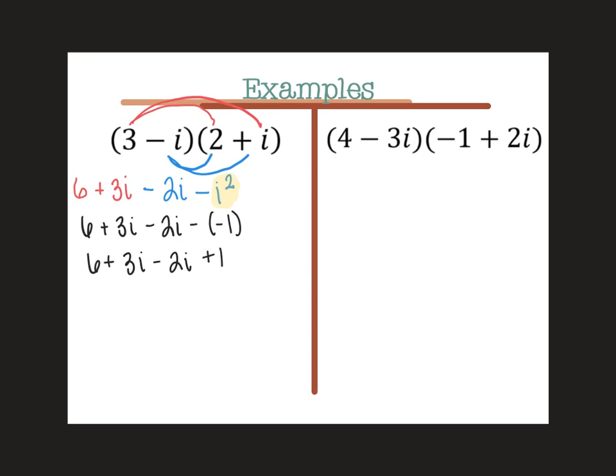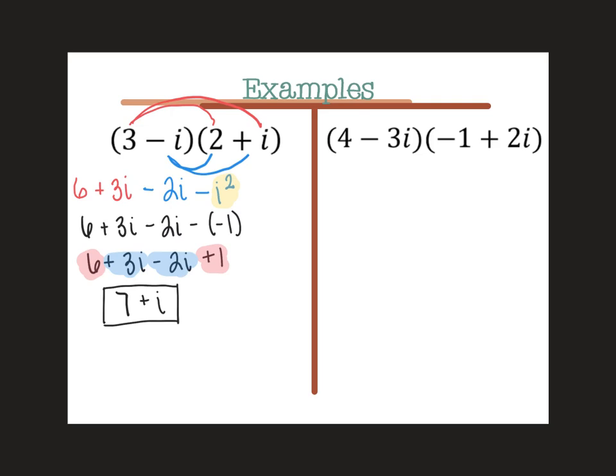From here, I can combine any like terms. So remember, I can combine my real numbers and I can combine my imaginary numbers. So 6 plus 1 is 7. Positive 3i minus 2i is plus i. It's already in standard form, so this is my final answer.